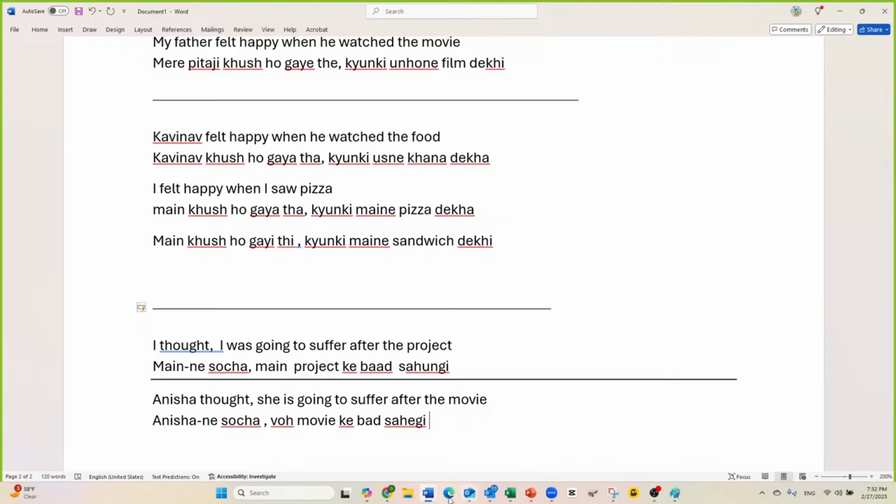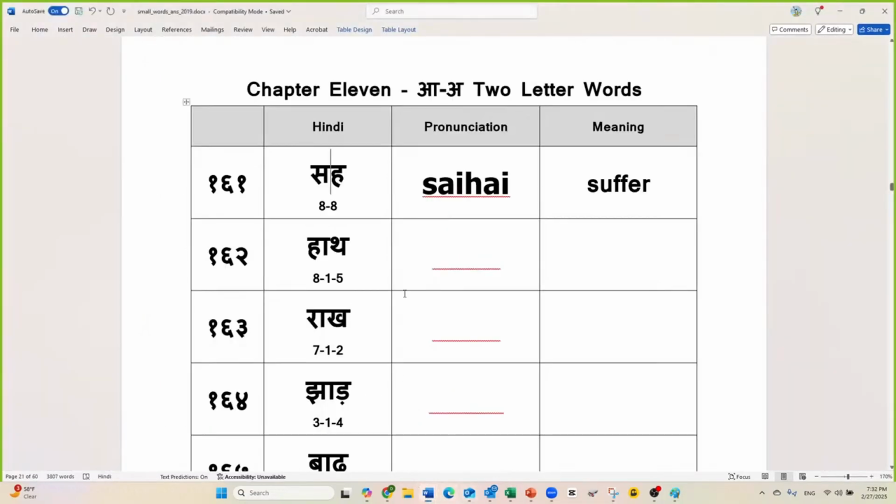Okay. So let's go to our next word in the chapter. And this time, Kavinav is going to give me the word. Read the word, Kavinav. हाथ. Heart. And heart means. So Kavinav, repeat with me. मेरे दो हाथ हैं. So what do you think it means? Hands. Oh, hand. Okay. मेरे दो हाथ हैं is hand. हाथ is hand.